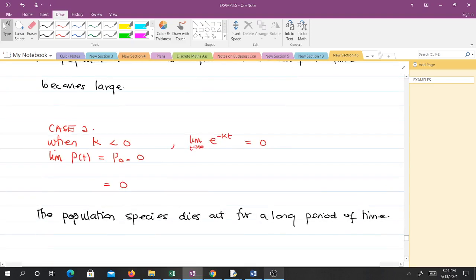And consider the scenario when k is less than 0. We will have this being equal to 0, and p naught times 0 is 0. So what this means is that the population species dies out for a long period of time. I hope you get it. Okay.